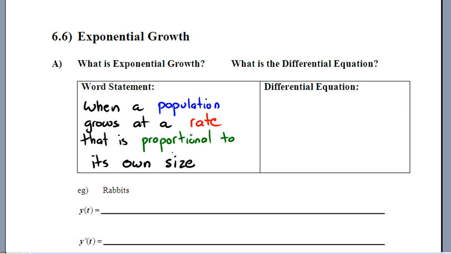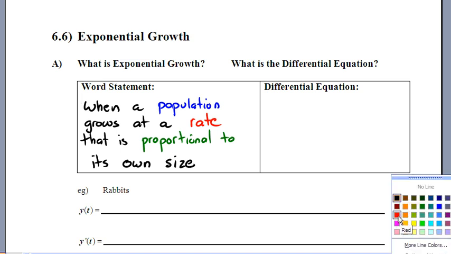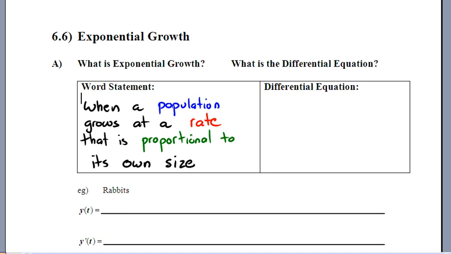Now, how do you write that as a differential equation? Well, I'm going to pick up on that red word there, rate. That's how fast your population is growing. I can use any letter I want for the population. I could use P, I could use Y, I could use X, whatever I want. I'm going to go with Y, and I'm going to say that's dy dt, there's my rate of growth as time goes by.